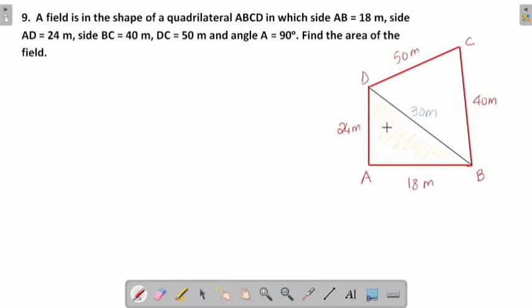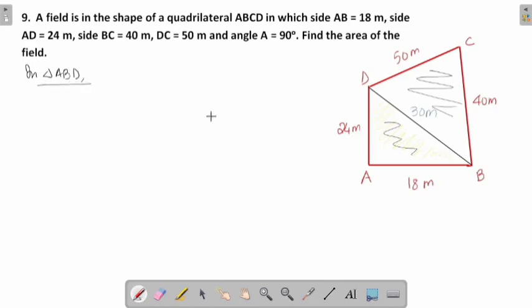Okay, so just now you have noted down that BD is 30 meter. Now look at this diagram and this diagram. Aren't they two triangles? Yes, so we have got two triangles whose sides are all known, right? So for example, let's say in triangle ABD again.